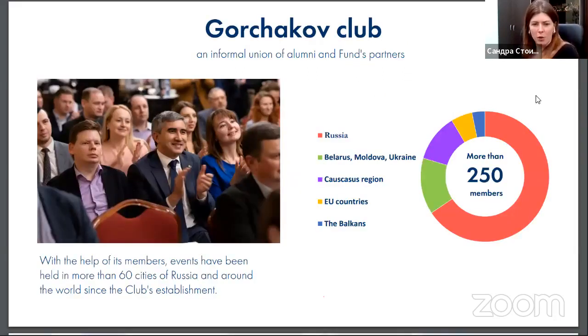We also have the Gorchakov Club. This is an informal union of alumni and foreign partners. This is approximately how the statistics show which regions the organizations we usually cooperate with come from, from which parts of the world we have partners. The organizations and people that we mostly work with, we invite them to be a part of this club. Each year we also have closed meetings and we provide them a special program, which is quite unique. And I hope that our partners would be more than glad to join us.